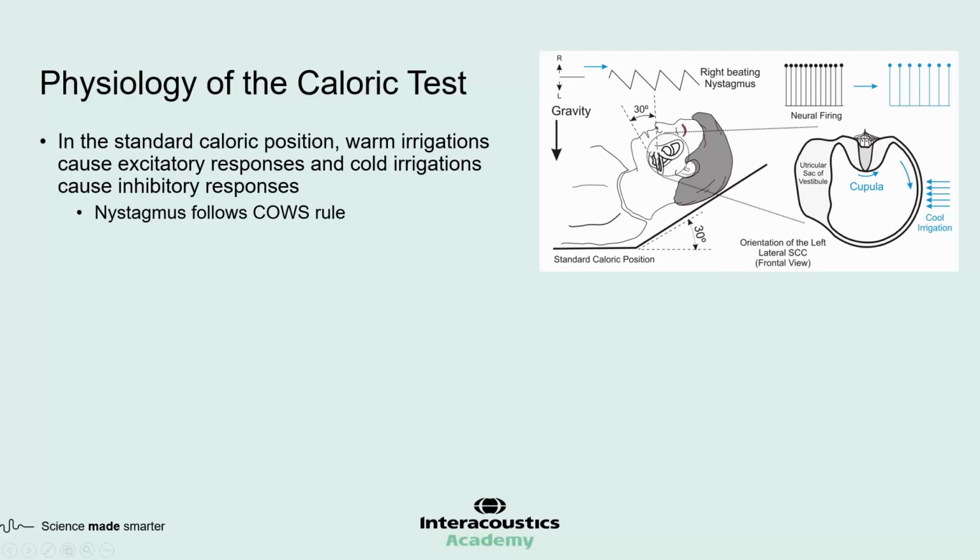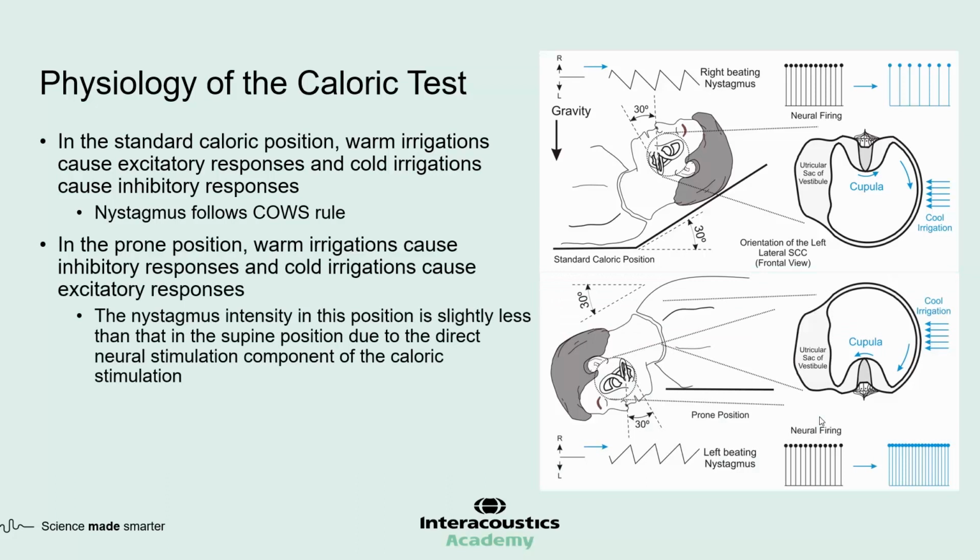So in this example, cool irrigation will cause right beating nystagmus because this is irrigating the left ear. Now there's another position where you can actually do caloric testing, and that's the prone position with the head moved downward 30 degrees.